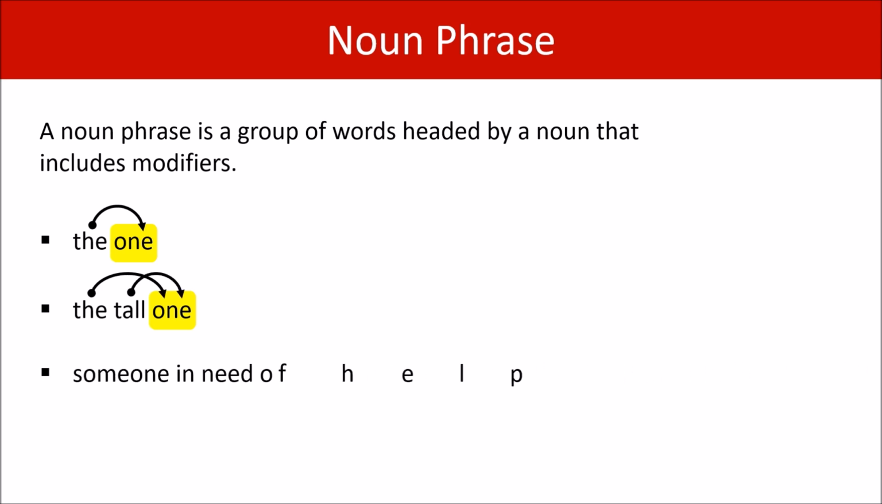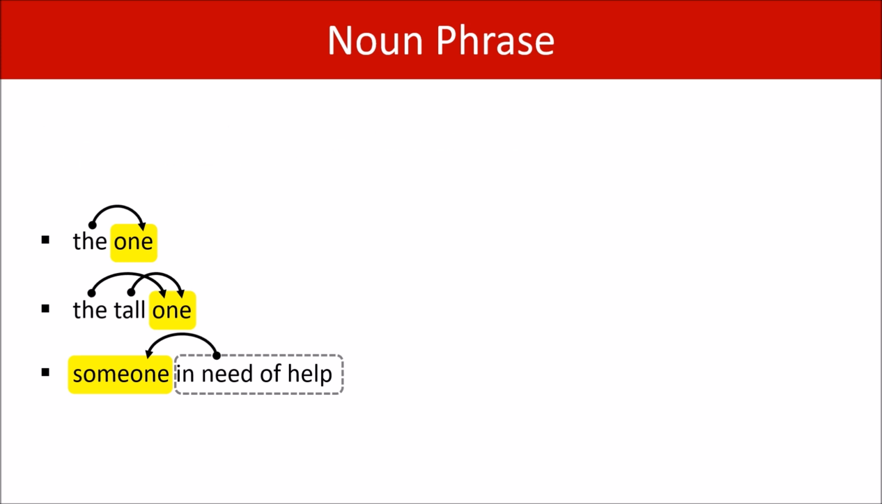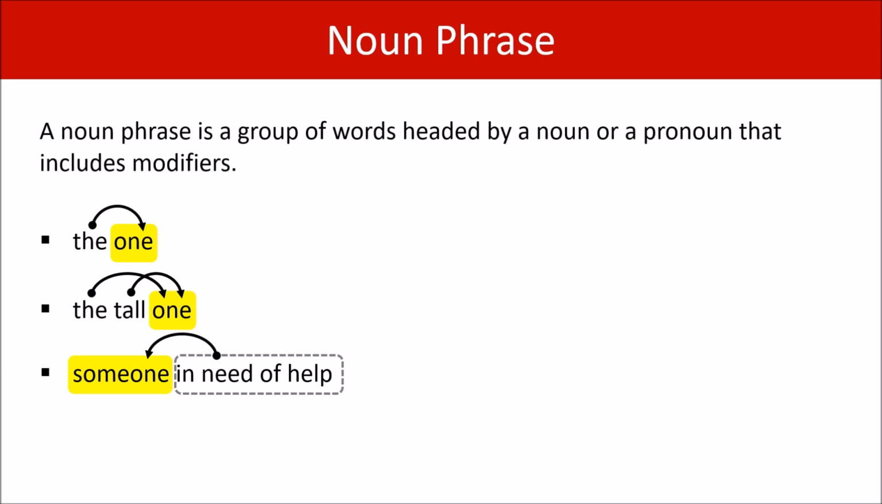Here's another example. Someone in need of help. Well, someone is a pronoun and it's being modified by this prepositional phrase. So this is a noun phrase. So that means our definition is not quite accurate. Let's change it. A noun phrase is a group of words headed by a noun or a pronoun that includes modifiers.